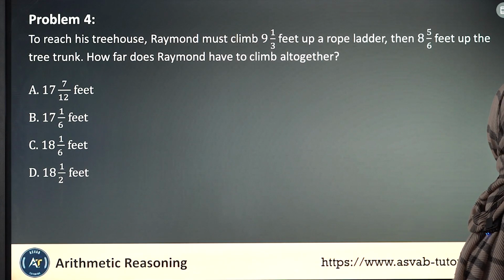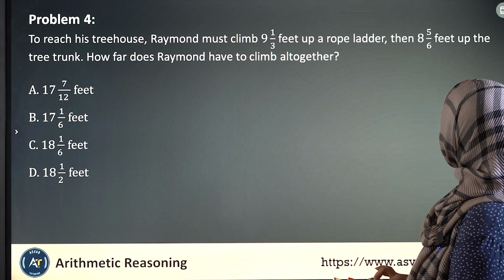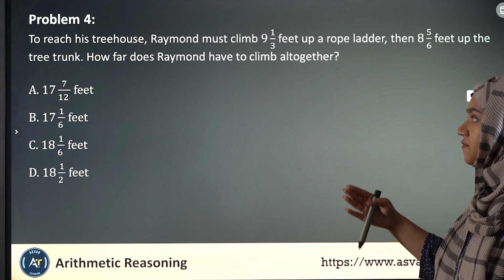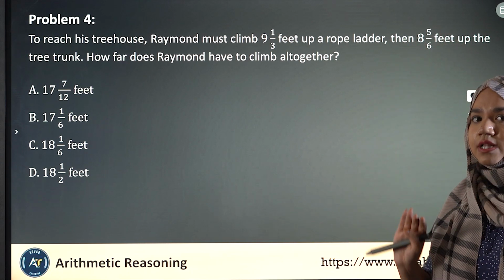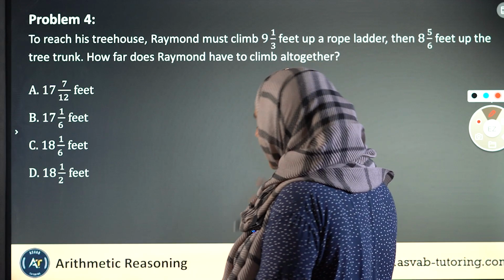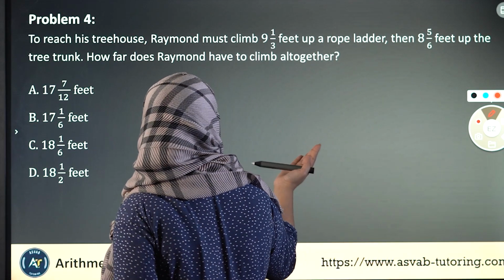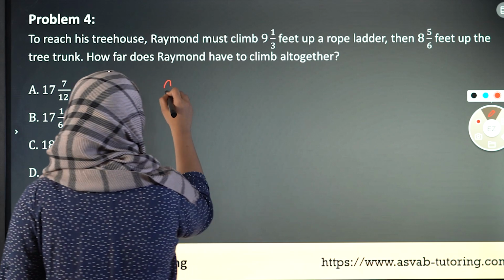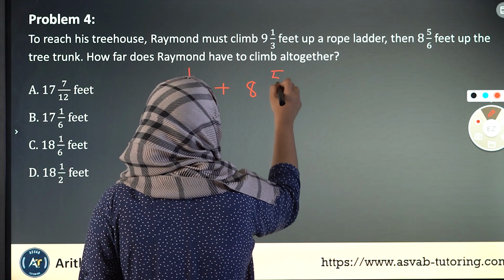To reach his treehouse, Raymond must climb 9 and 1/3 feet up a rope ladder, then 8 and 5/6 feet up the tree trunk. So Raymond needs to climb something and then climb something else. So there are two phases of Raymond climbing, right? My question says, how much has he climbed altogether? This means that all we need to do is add these two fractions up.